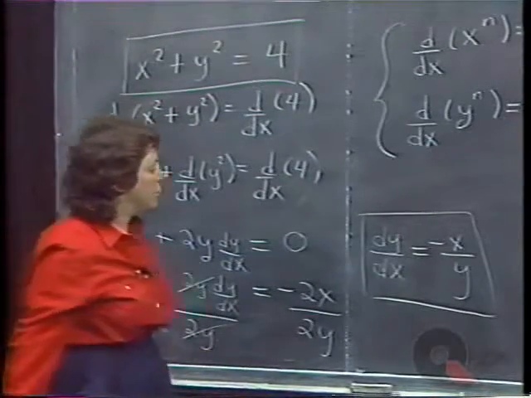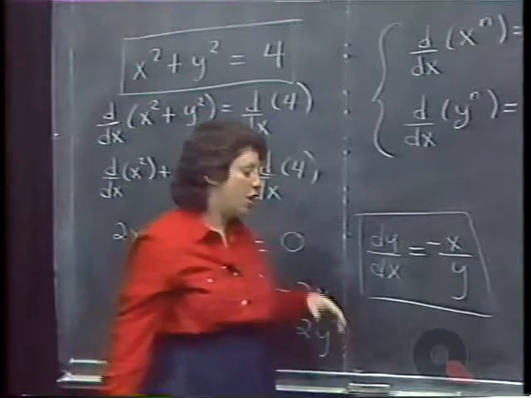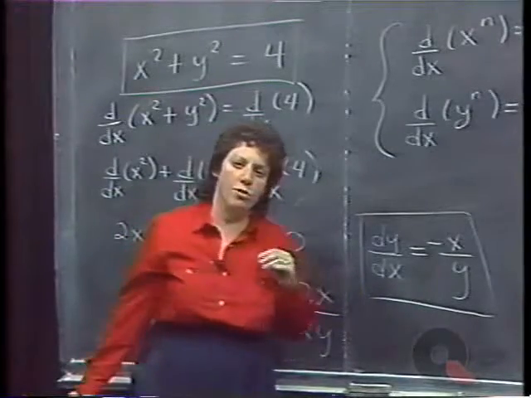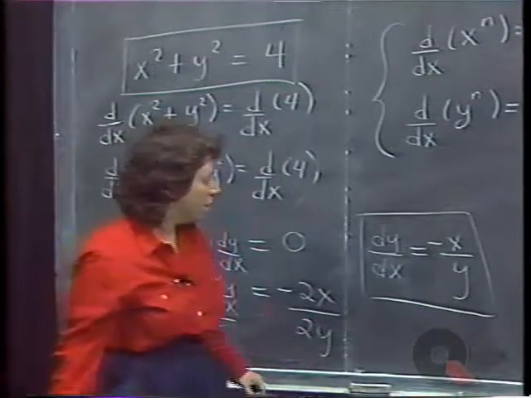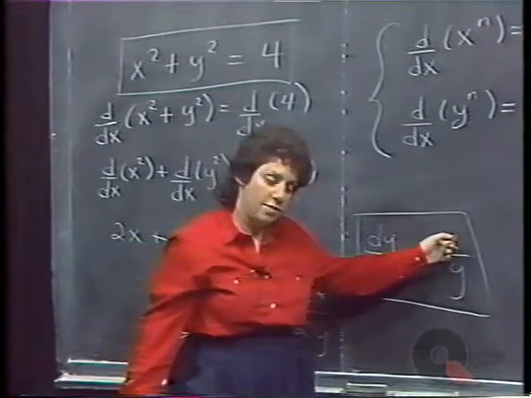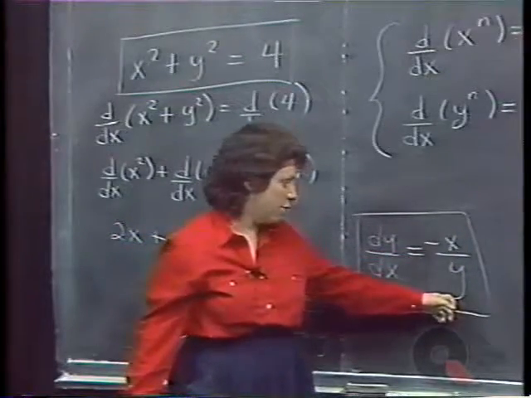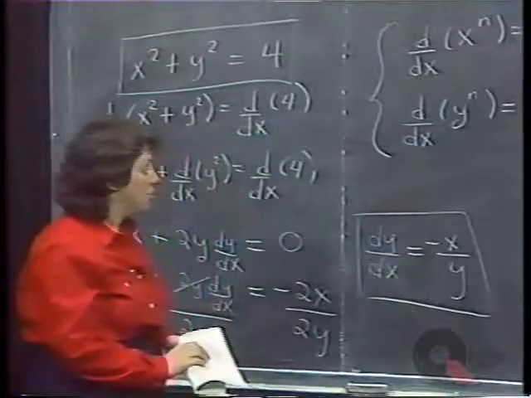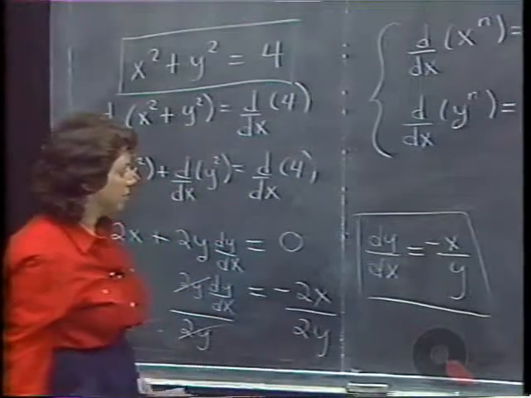Because, for example, if we're trying to find the slope of a tangent line at a certain point, which means we want to evaluate the derivative at a certain point, then we know not only the x value of the point, we know the y value of the point. So practically speaking, this should not cause us too much trouble.